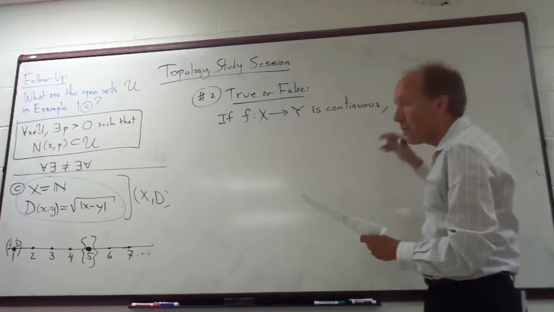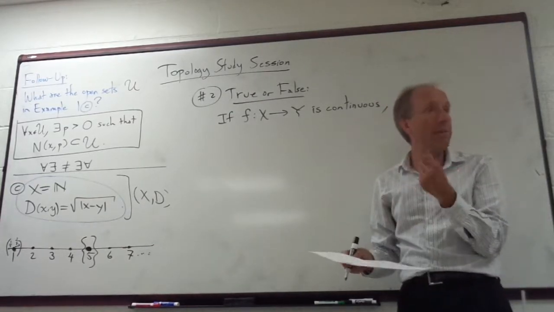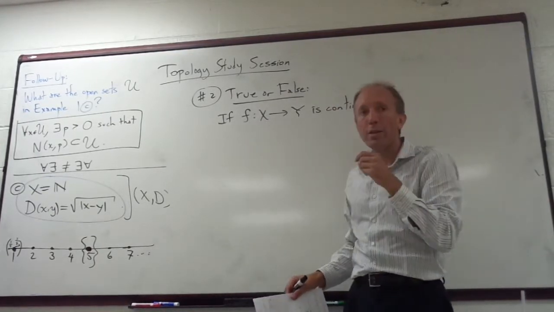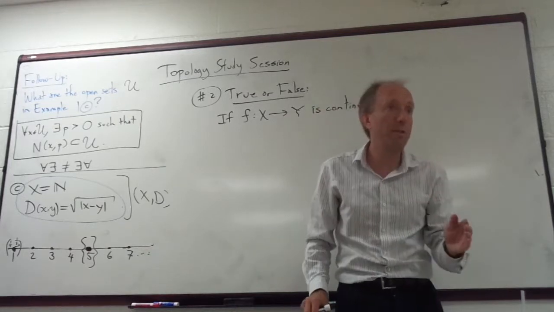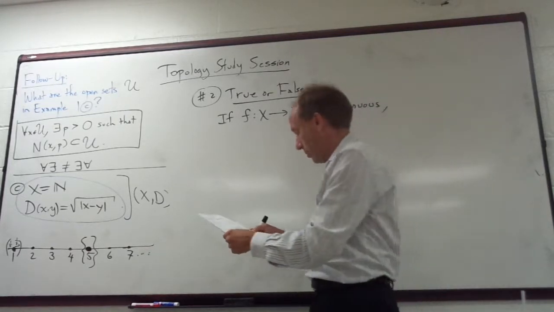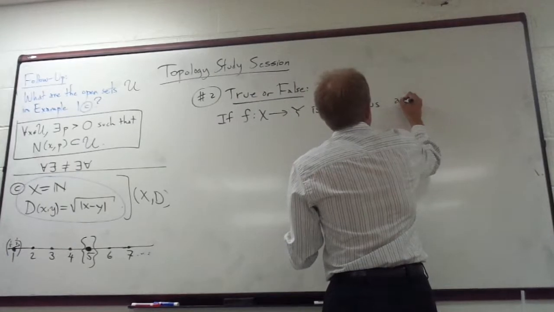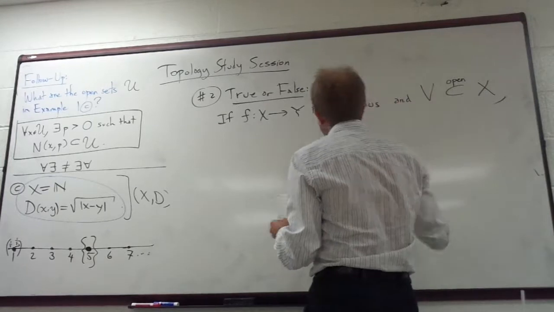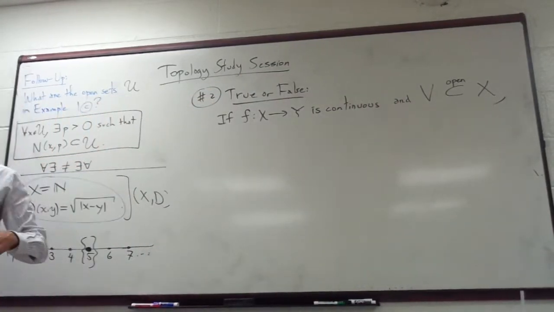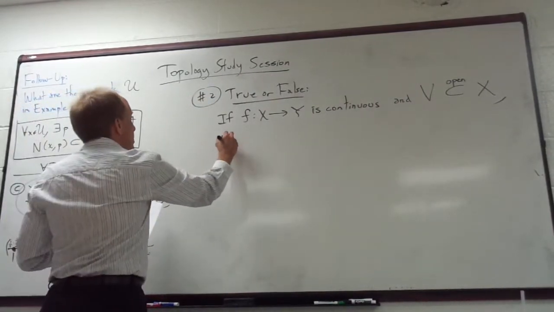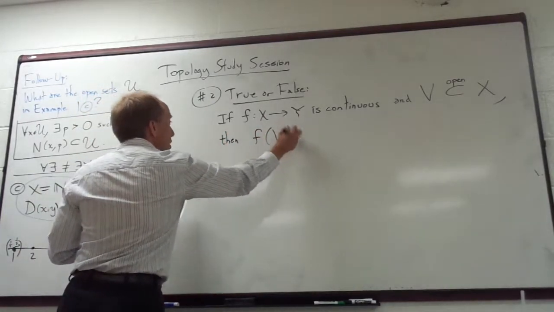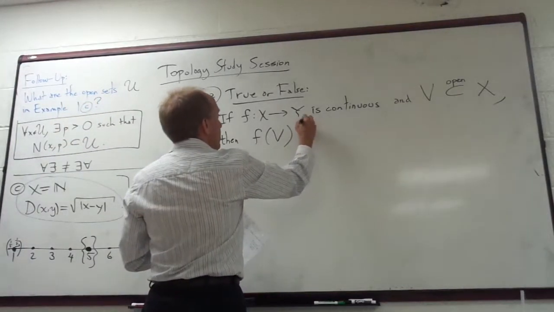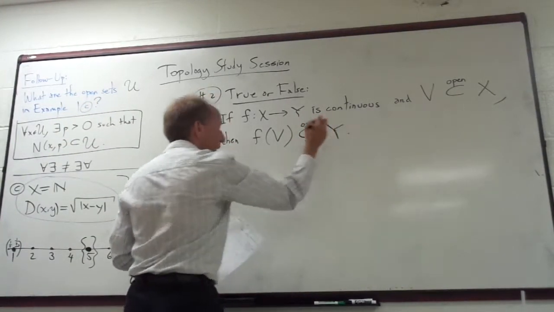So suppose this is continuous. Now this question is inspired by that statement. If pre-images of open sets are open, then the question I want to ask here is, would images of open sets have to be open? So this is true or false. I'm going to use a V instead of a U just to make sure it doesn't get confused. Suppose you start with an open set on the left side, then the question is, would the image of that open set, which would be f of V, be open as a subset of Y?